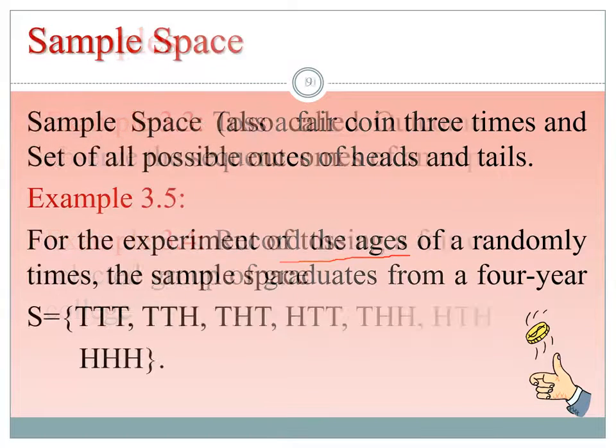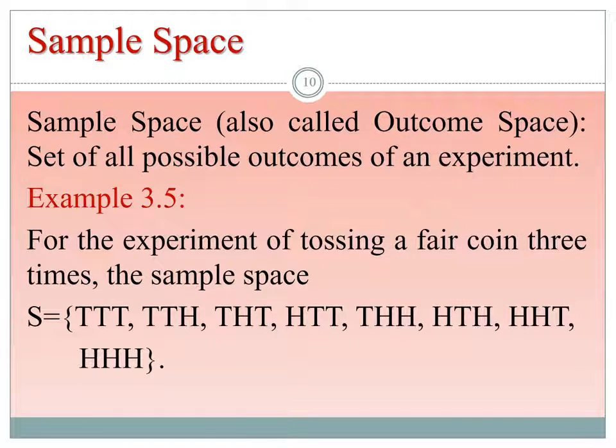Alright, so next important definition, sample space. This is a very important definition in probability. Sample space, also called outcome space, is the set of all possible outcomes of an experiment. If we write down all possible outcomes in set format, we call that the sample space. For example, for the experiment of tossing a coin 3 times, we can write 8 possible outcomes.